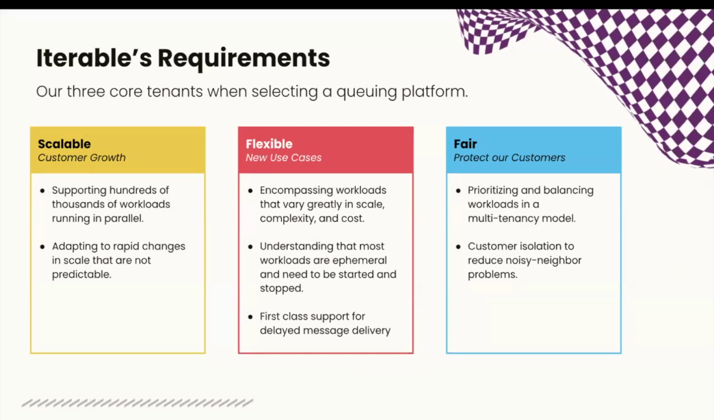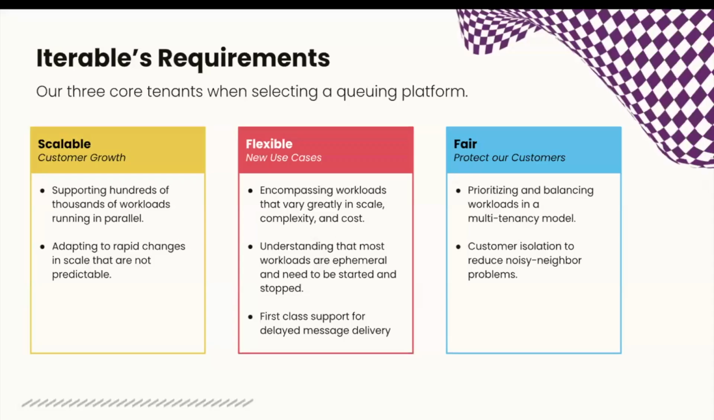Our three core principles are that the platform has to be scalable, flexible, and fair. And all of these come into play with the different ways in which our customers use Iterable. So it has to be scalable. It has to support hundreds of thousands of workloads running in parallel. We had that previous slide with the example of a single workload. We're doing that hundreds of thousands of times all the time, basically, because every customer is slightly different, and we don't have customers overlapping on the same topics, which goes to the fair column, which we'll get to in a second.